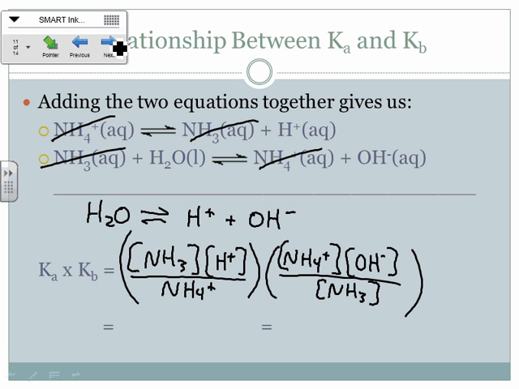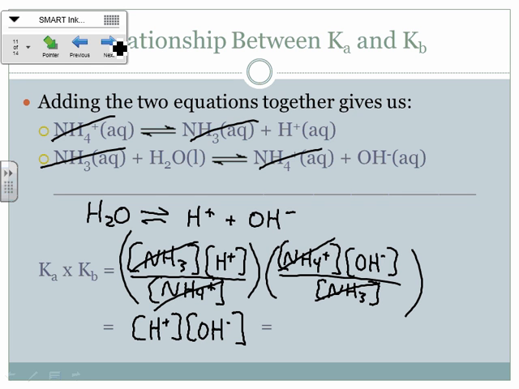Okay, when we multiply those two together, what's going to happen? Yep, just like they did in the equation, right? So the NH3 is going to cancel with the NH3 here, the NH4 plus is going to cancel. And so our Ka times Kb is going to equal H plus times OH minus.